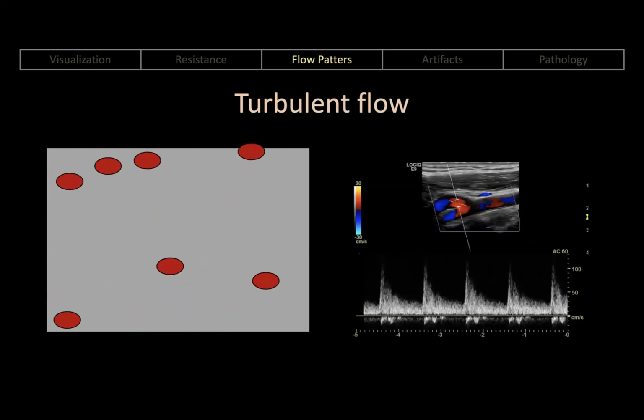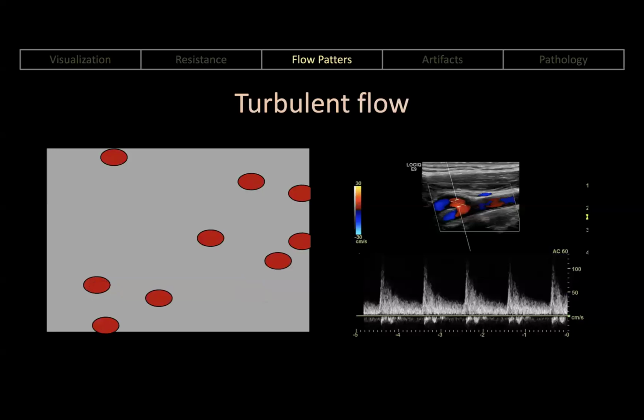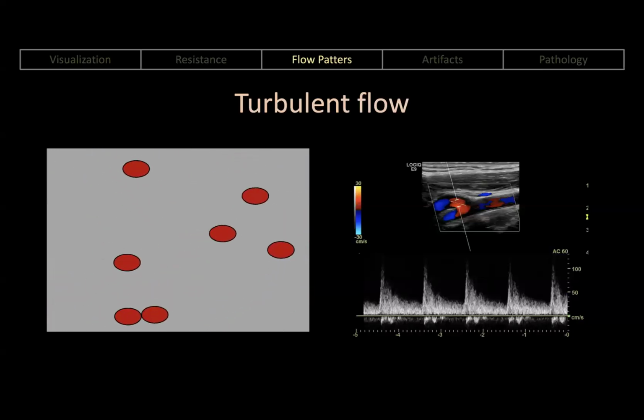And then finally, turbulent flow is where red blood cells can move at any velocity at any particular time. We can see this complete filling in of the spectral window. We've just had to fill in the whole entire thing with spectral flow because everything is going at different speeds at different times.